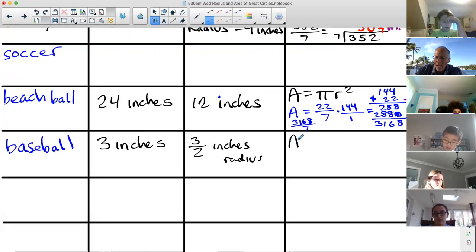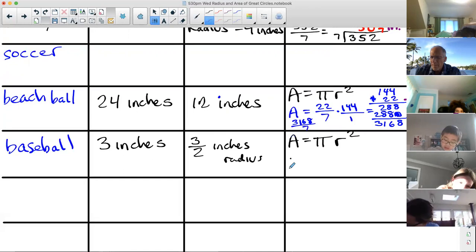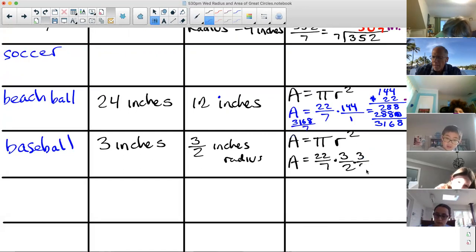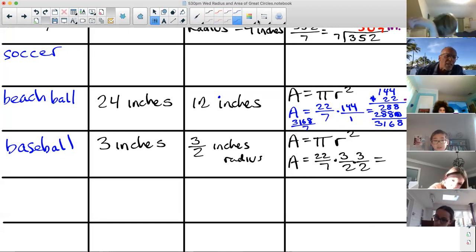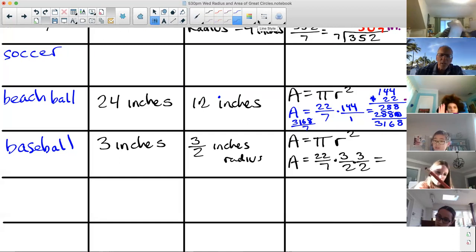Now, Adalia, watch what I do every time. I write the formula, so it's like a roadmap. The area equals 22/7 times 3/2 squared. And folks, 3/2 squared is 3/2 times itself. Now, can we cross cancel? Who sees a cross cancel opportunity? Elliot, do you see one? And please unmute yourself, as I've asked you countless times.